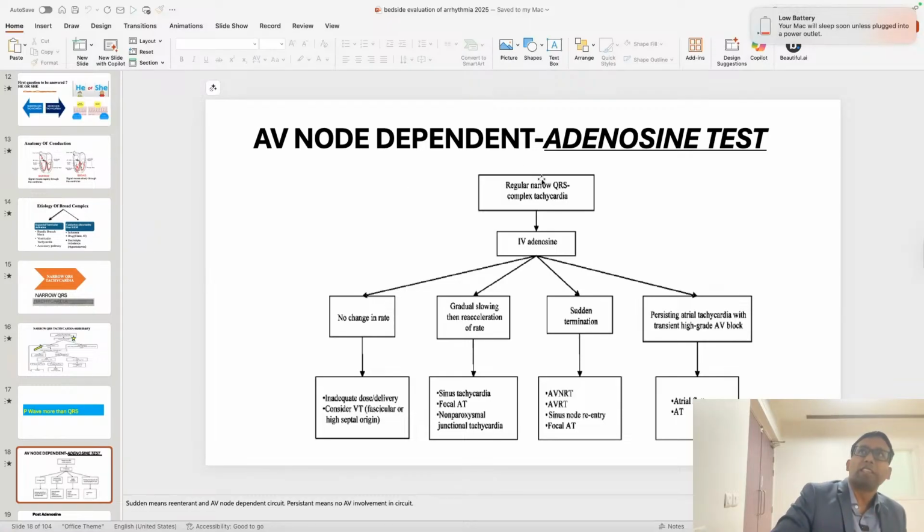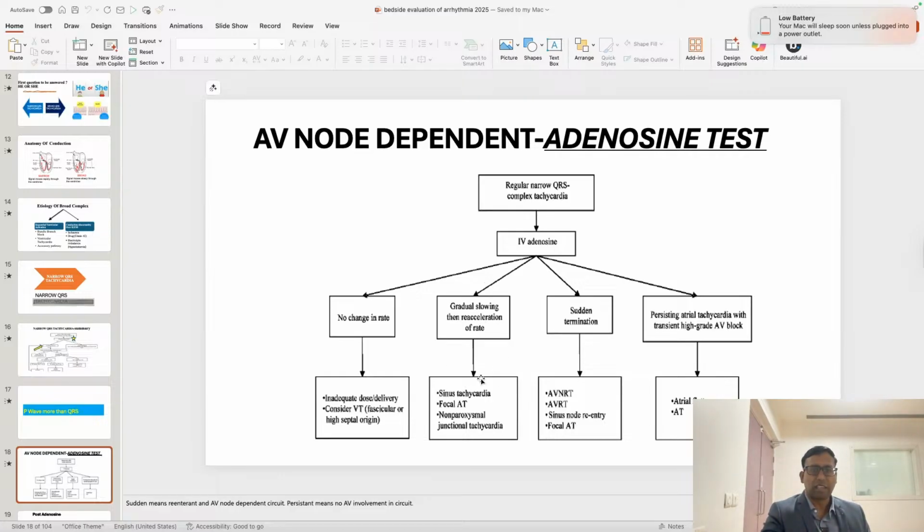So if the patient is having regular tachycardia, give adenosine and just see what is happening. No change. What are the possibilities? You have not given the proper dose. That is one possibility. Or consider it may be a VT, because sometimes there are some VTs where the QRS will be narrow if it is coming from the septum. But for the time being, just think you have not given it properly. If the patient is having sinus tachycardia, what will happen? The rate will reduce and later on it will normalize. Okay, so gradual slowing followed by again acceleration.